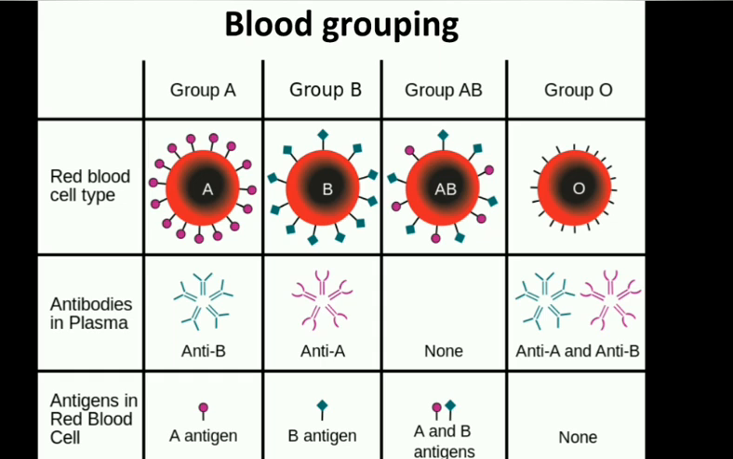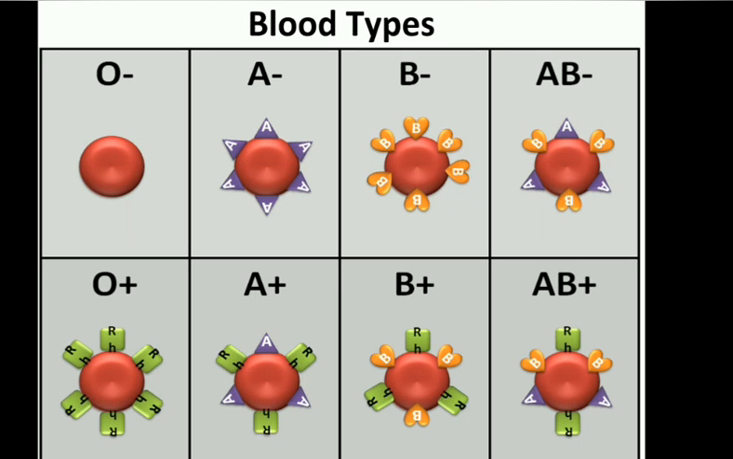O type blood can be given to persons of all types of blood, that is to O, B, A and AB. Hence a person with O type is known as a universal donor. A person with AB type blood can receive blood from all types, that is from AB, A, B and O, and is therefore called the universal recipient. A person with A type blood can receive blood from A and O types, and a person with B type from B and O types only.